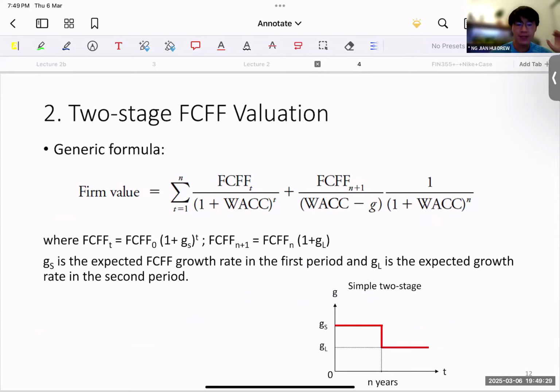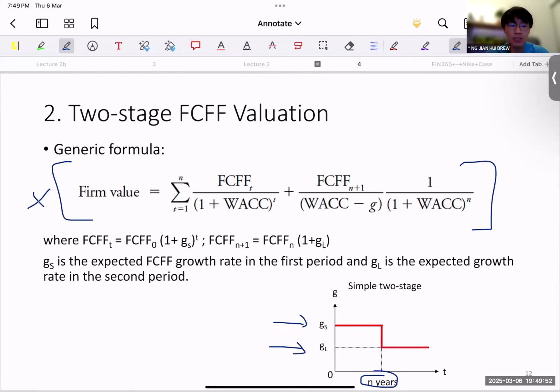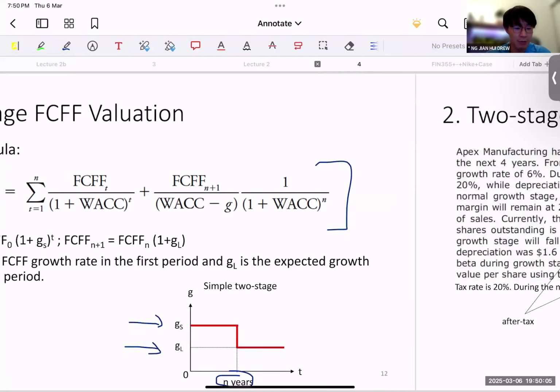Let's look at the two-stage FCFF, which is very similar to what we saw in a two-stage DDM, right? So we have two stages. First is a supernormal growth, GS, and then your low growth, GL. And we have n number of years in your supernormal growth. I generally do not like to use this generic formula because it's easier to understand through the process of discounting the various cash flows, right? So let's try to understand how it works.